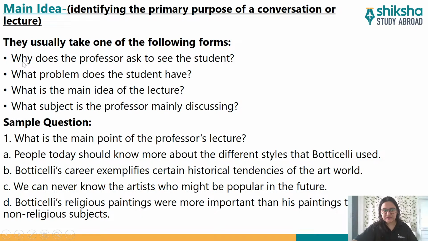The question might be like this: why does the professor ask to see the student? Or what problem does the student have? What is the main idea of the lecture? Or they can also ask, what subject is the professor mainly discussing? Right? So again, all these questions are mainly focusing on the primary purpose or the main purpose, which is the priority. Now the sample question can look like this: what is the main point of the professor's lecture? Right? And then there are A, B, C, D, four options given to you, and you will be choosing one correct answer out of these four. That is what the main idea question looks like.